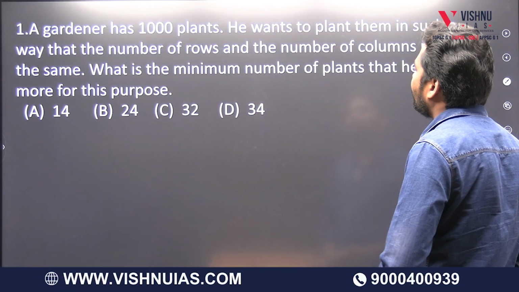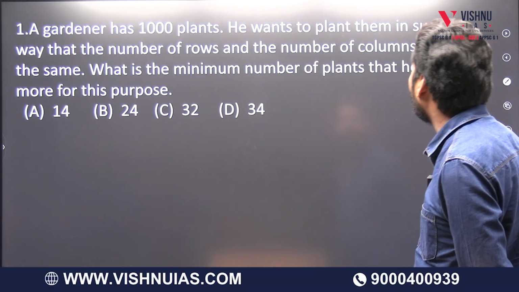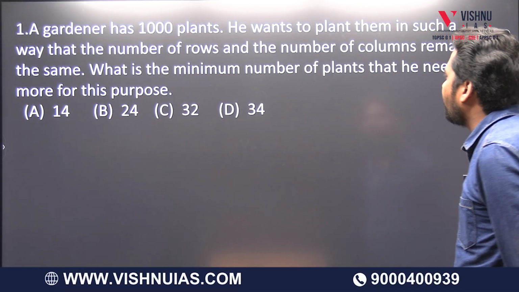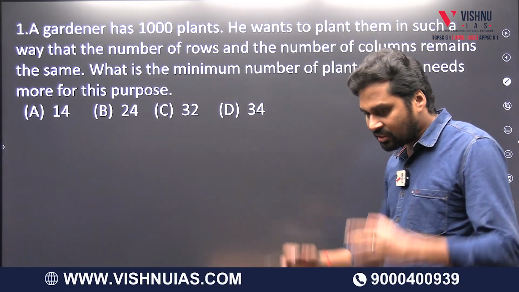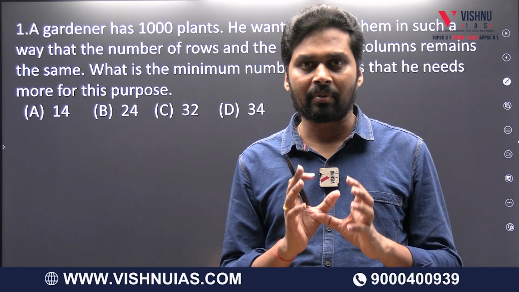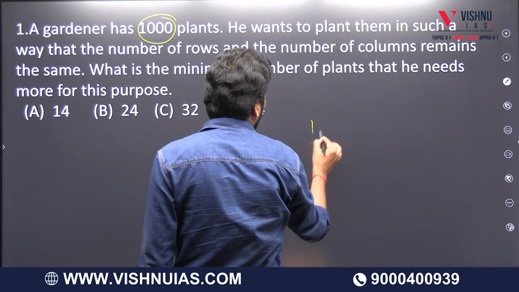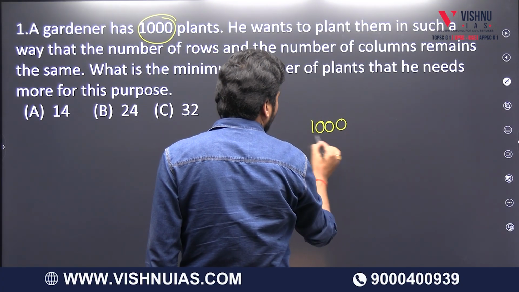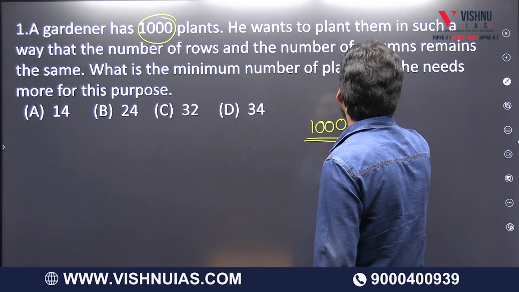A gardener has 1,000 plants. He wants to plant them in such a way that the number of rows and the number of columns remains the same. What is the minimum number of plants that he needs more for this purpose? Okay, first, we need to understand the problem. What is given? A gardener has 1,000 plants. He wants to plant them in such a way that the number of rows and the number of columns remains the same.